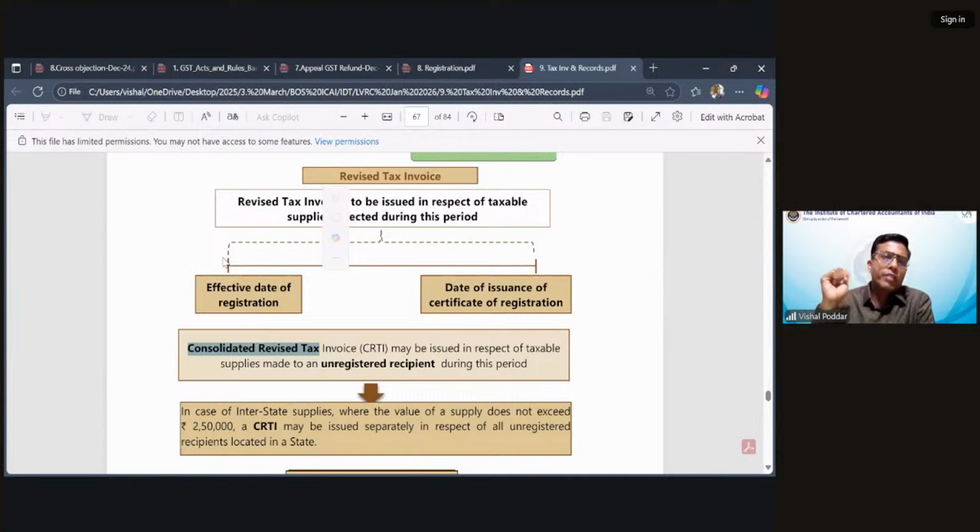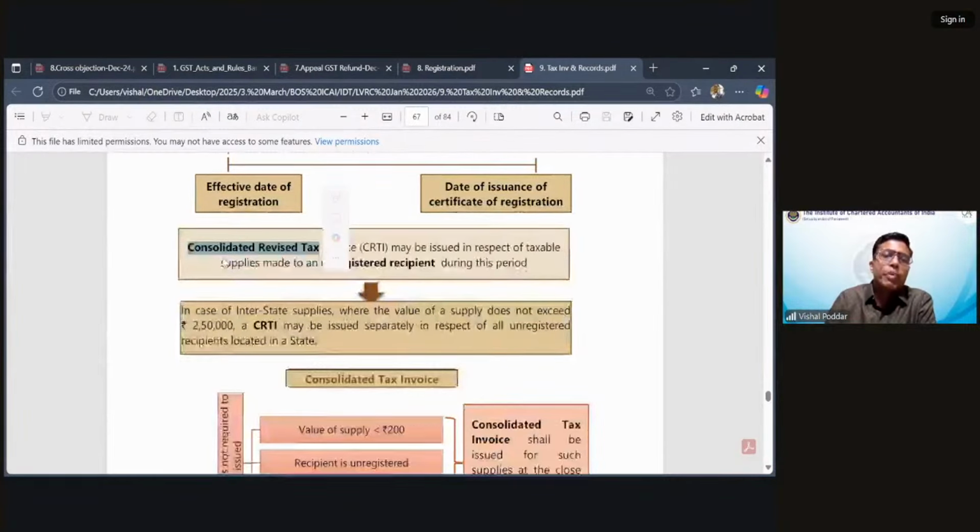Now again, in this 45-day period, there would be small supplies where the buyer is not demanding an invoice from you, but you have to prepare a pakka invoice. So again, what you can do is prepare one single consolidated revised tax invoice for all the small transactions happening in this 45-day period, where the buyer is an unregistered person and is not taking any invoice from you.